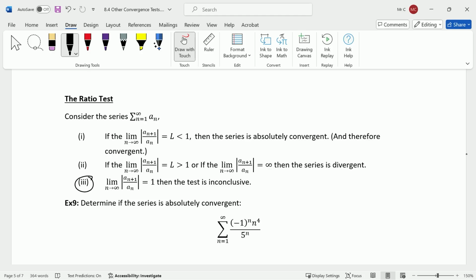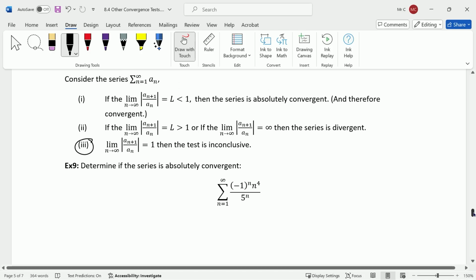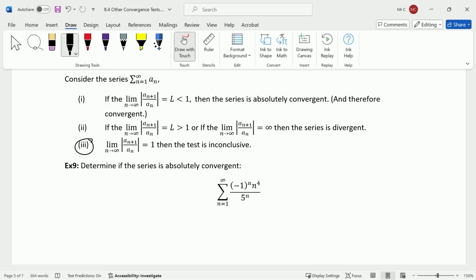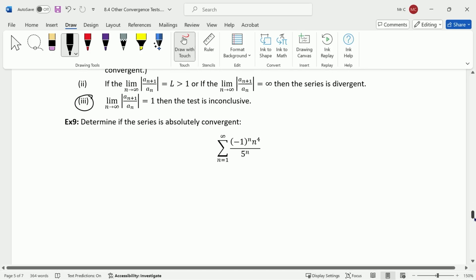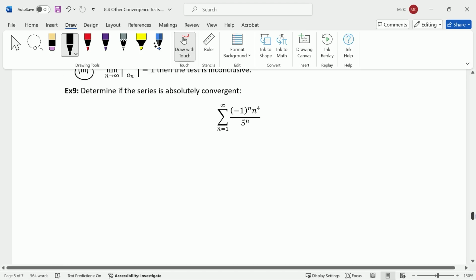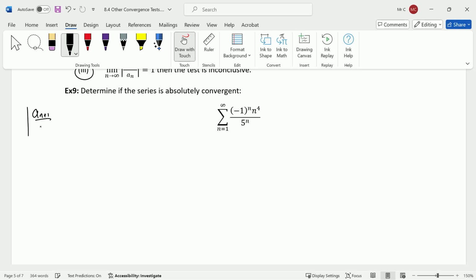So we want to take the limit of the ratio of a sub n plus 1 over a sub n. The first thing I'm always going to do with these problems is deal with the a sub n plus 1 over a sub n part. I'm going to write it out and simplify it before I go to take my limit. And so for a sub n plus 1, all I do is everywhere I have an n, I'm just going to plug in n plus 1 instead.